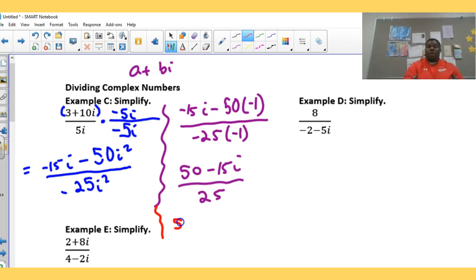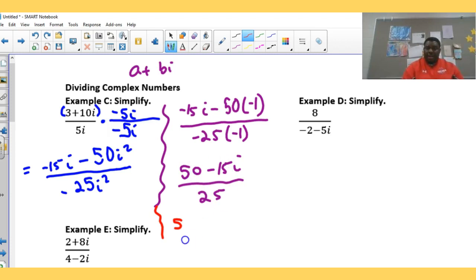Oh, wait, before I move on, y'all notice how, if you multiply conjugates, you'll always get a real number. See how we got 25 down here in the denominator? This is the same thing as that, all right? Now, back to what I was saying.